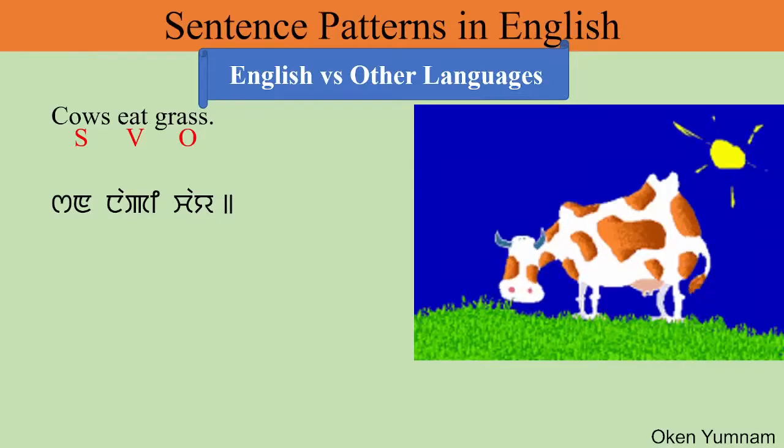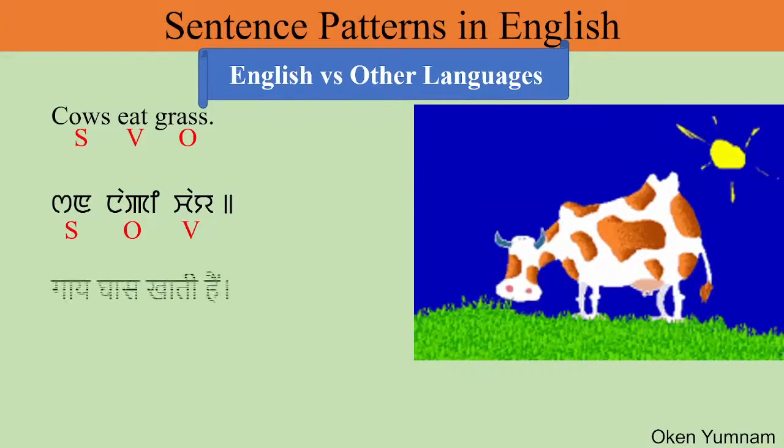Sannapisai. Sun is the cow, subject. Napi is grass, the object. What was the object at the end in English comes second in Manipuri. And Sai is the verb. So in Manipuri, it is generally the SOV pattern. The verb comes later. SOV.